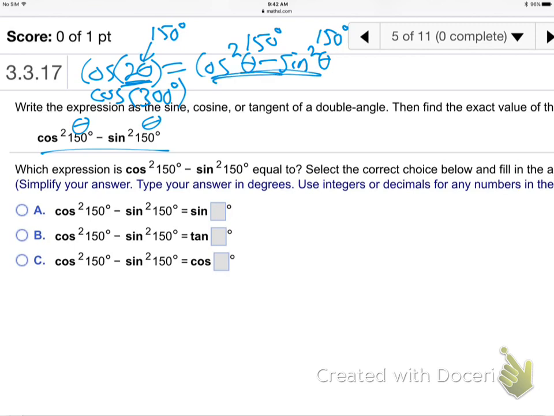So this has got to be a formula for cosine double that, 300. So I can answer this question at least, right? Cosine squared 150 minus sine squared 150 is cosine 300. That's right. Double that, right? Double the 150. Okay, now the other two are what's baffling me a little bit.